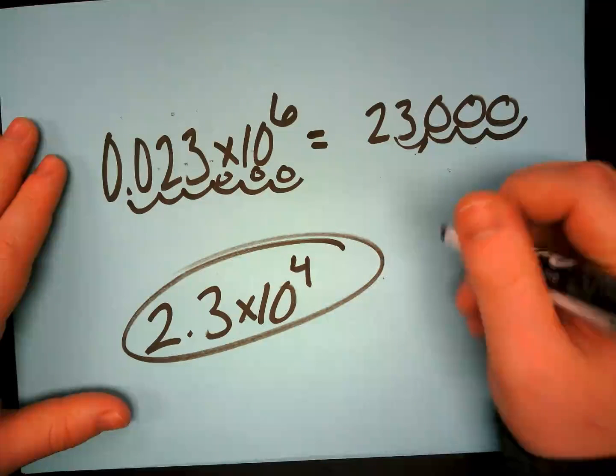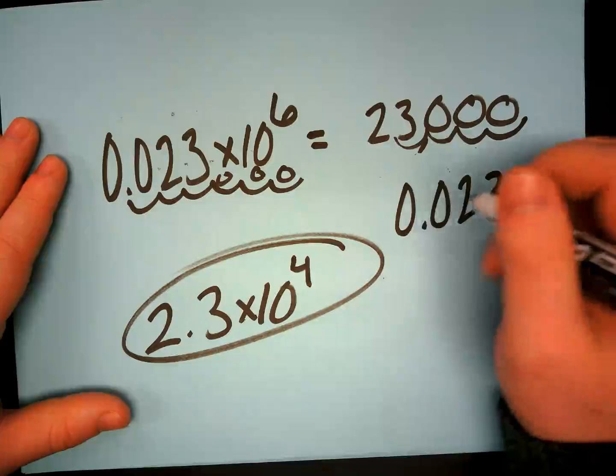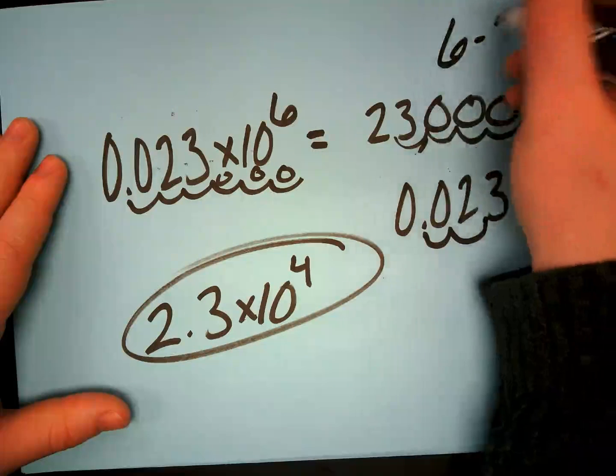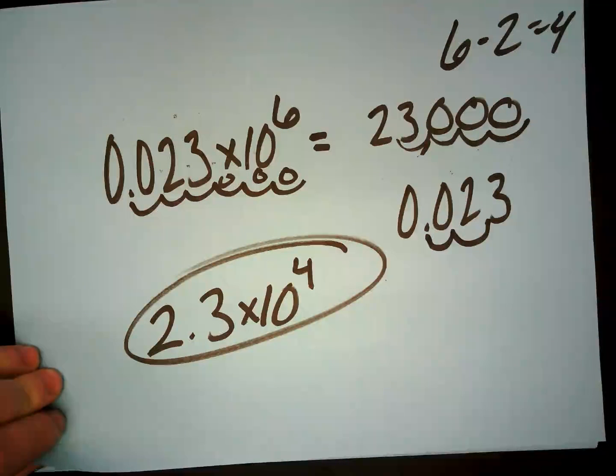I'm going to double check that with the other method. I'm going to be moving it 1, 2 to the right, and then 6 minus 2 is 4. That's exactly right. My answer would be 2.3 times 10 to the 4th power. Okay, so that's the biggest concern.